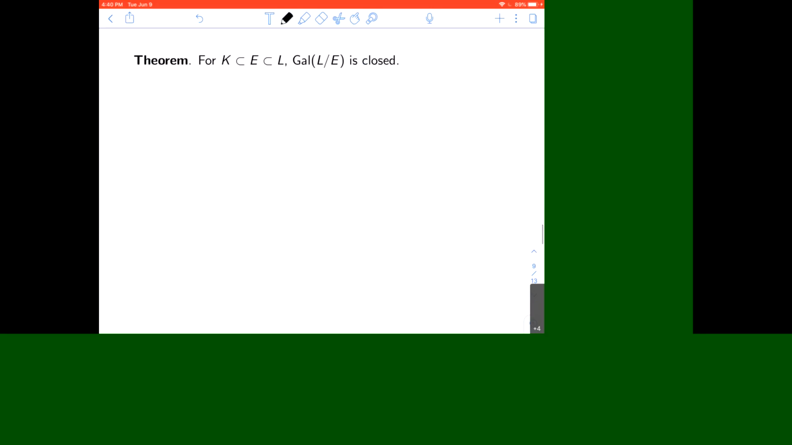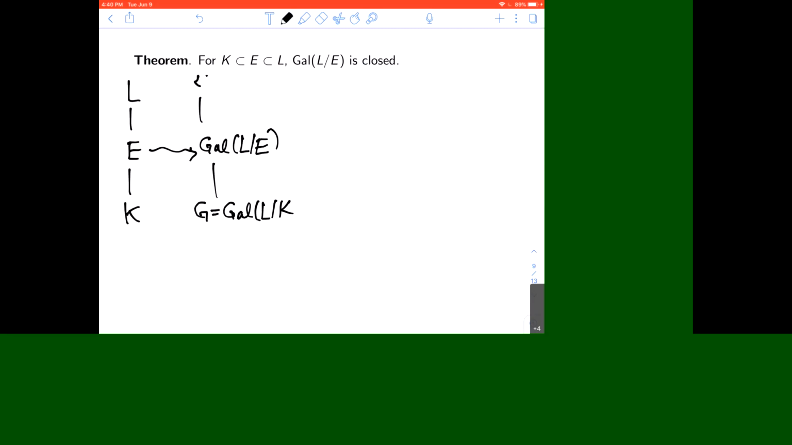So let's now see with this topology that when you go from an intermediate field to a subgroup in the Galois correspondence, everything flips around. That's pretty elementary. So let's check that this group that we create from an intermediate field, an arbitrary intermediate field that does not have to be a finite extension, is closed in the Galois group. How do you show something is closed? Maybe you could try something with generalized limits, but we're going to prove something is closed by showing the complement is open.